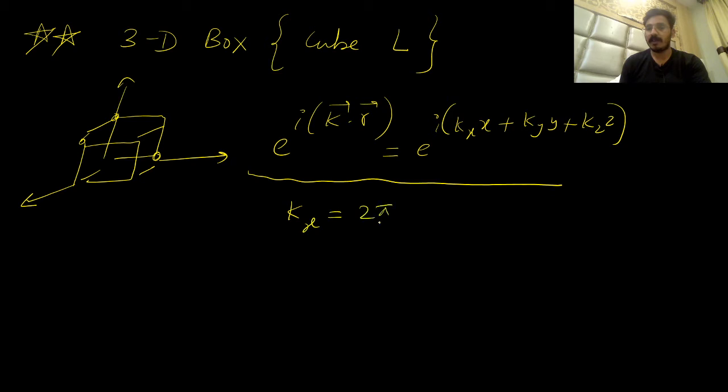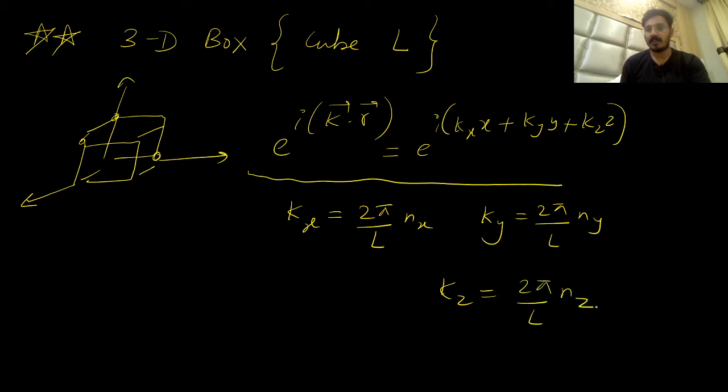kx to be 2π/L nx, ky equal 2π/L ny, kz is 2π/L nz. Okay, these are nx, ny, and nz. And this is given in the question, so I've written this thing directly. The question says there are L over 2π modes per unit range of k. So if I put k, there are L by 2π modes.